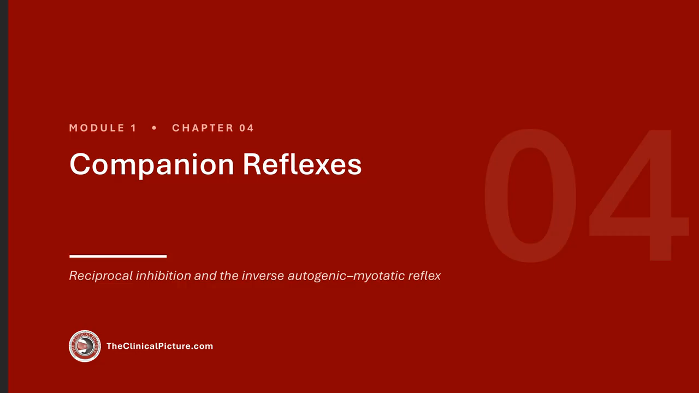Chapter 4 introduces the two companion reflexes that work alongside the myotatic stretch reflex. We've already touched on both of these in the context of the anatomy slides, but now I want to go deeper into the physiology of each one, how the circuit works, what it accomplishes, and what happens when it's disrupted. The two reflexes are reciprocal inhibition and the inverse autogenic myotatic reflex. Together with the myotatic stretch reflex, these three form an integrated system that gives the nervous system fine control over movement, posture, and protection from injury. Let's take them in turn.